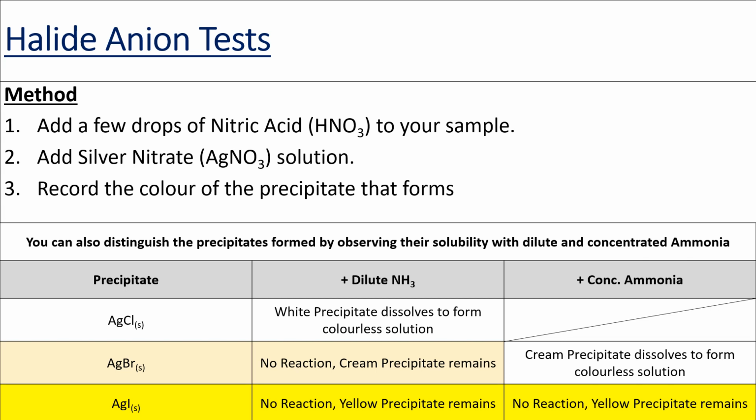So if you add dilute ammonia and it dissolves, then it's silver chloride, and if it doesn't, you move on to adding concentrated ammonia, and if it dissolves, it's silver bromide, and if it still does nothing, then you've got silver iodide.